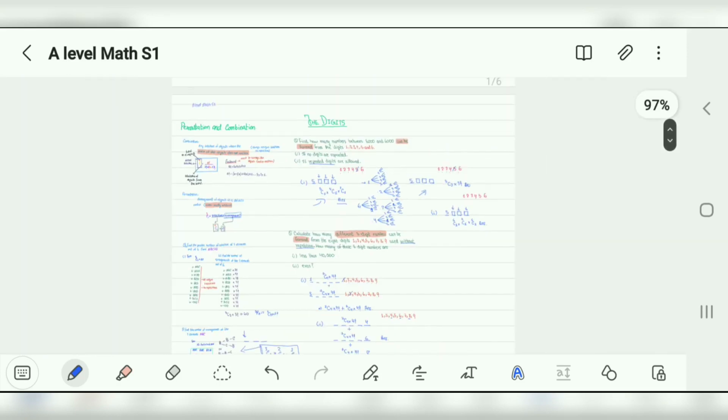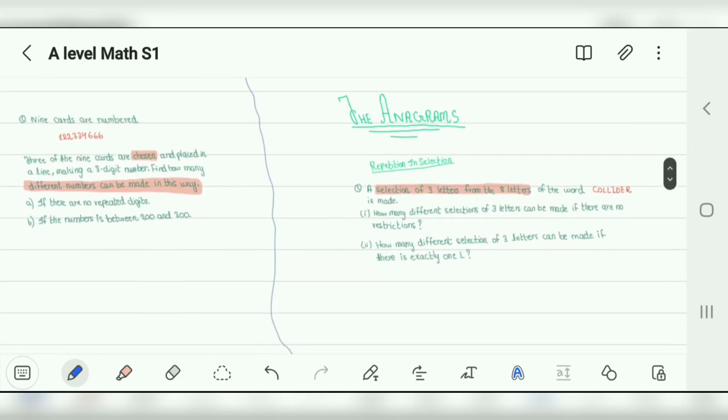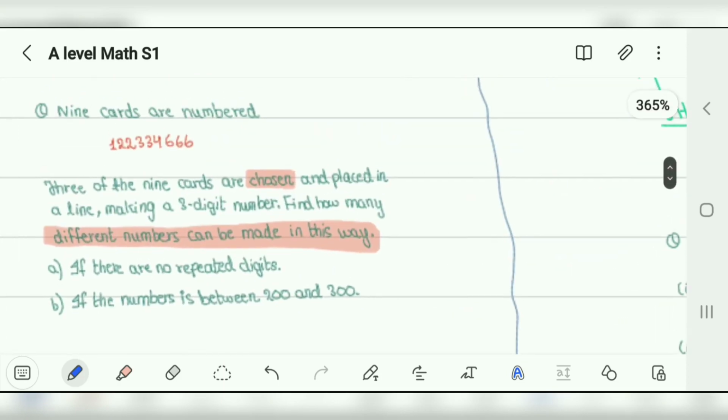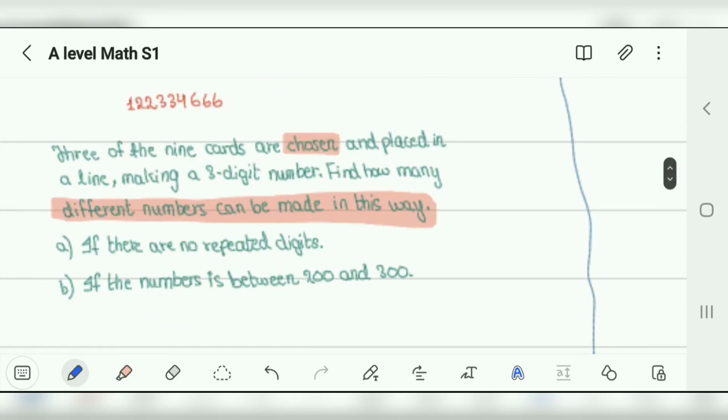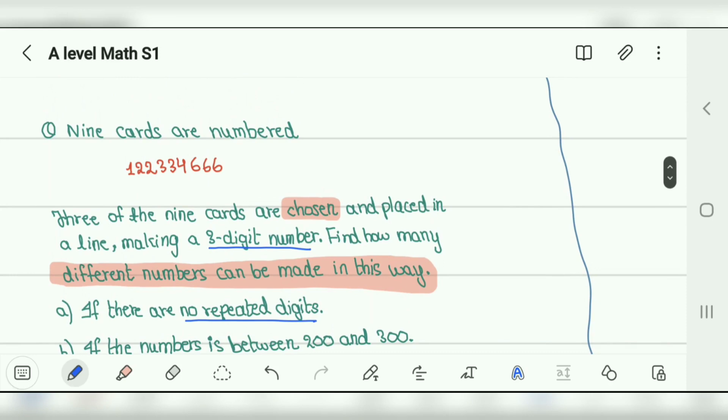We have done these questions. Now moving to another one. There are 9 cards that are numbered. 3 of the 9 cards are chosen and placed in a line making a 3-digit number. Find how many different numbers can be made in this way if there are no repeated digits.